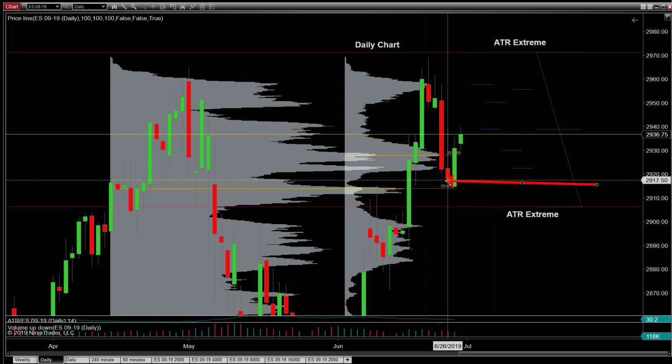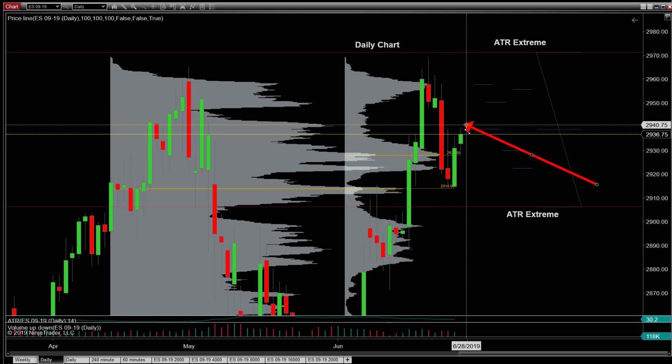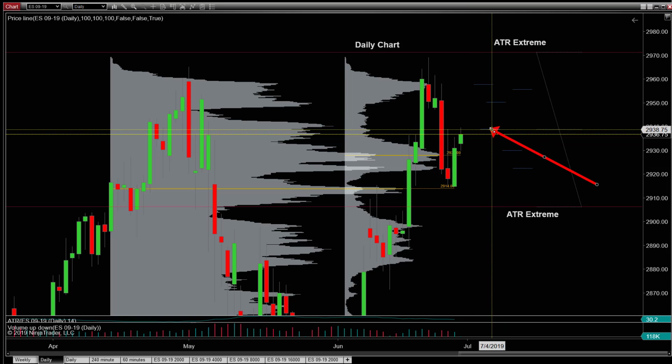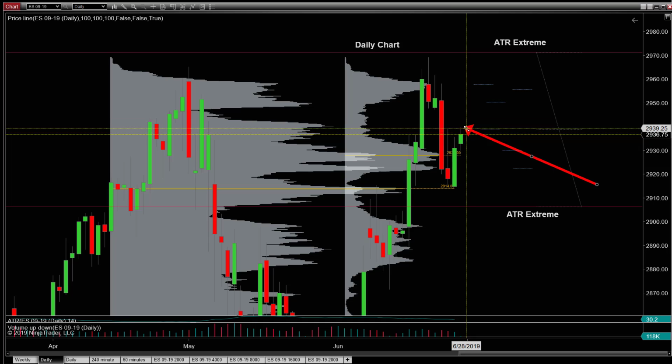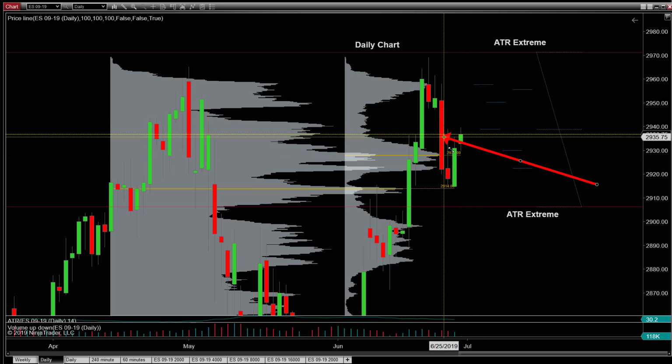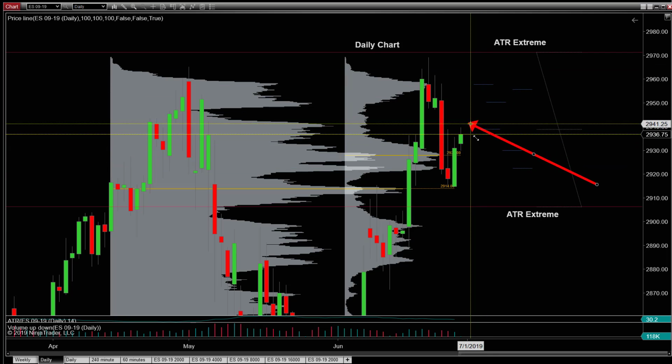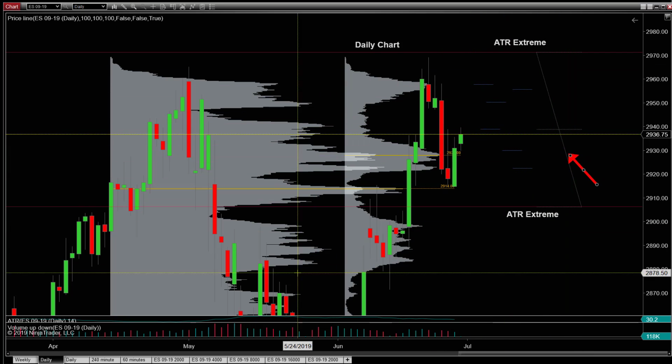Right now this looks like a pullback into support and a pretty good bounce. It all depends if we can make it over the 29.38 level. It's the line in the sand for today on whether or not we're going back down or probably going up, so just keep that in mind.